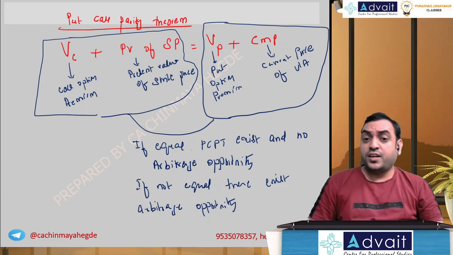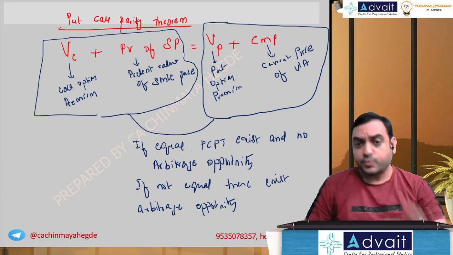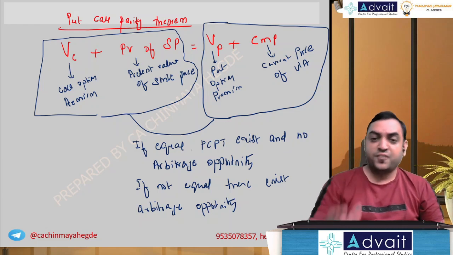What transactions to be done today? What transactions will happen on expiry? I'm going to show you all of them. I'm going to show you a tabular presentation as well. First you write down this.